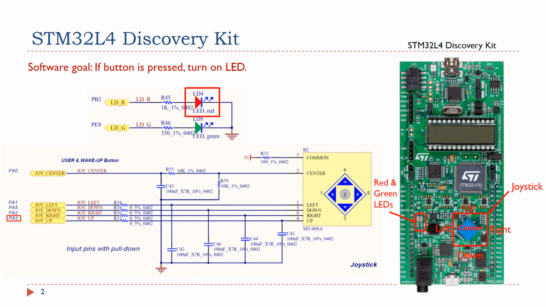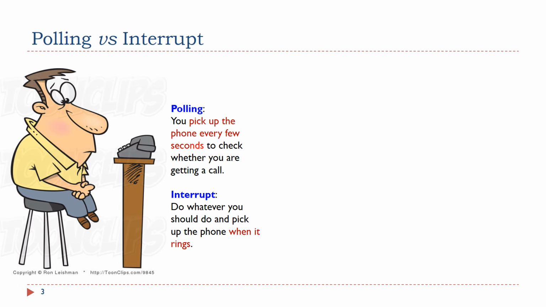In the previous lectures, we have learned how to configure GPIO output to control the logic state of an output pin, and how to program GPIO input to read the logic state of an input pin. There are two ways to monitor the logic state of an input pin, which is attached to a push button. One is polling, and the other is interrupt.